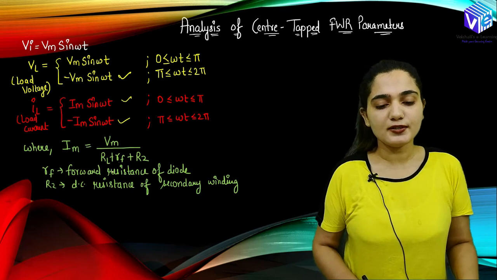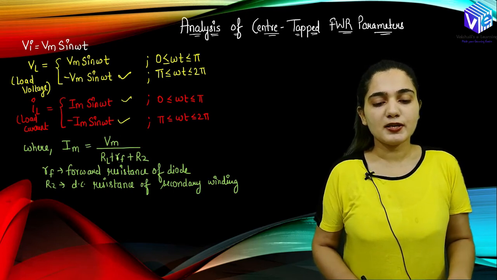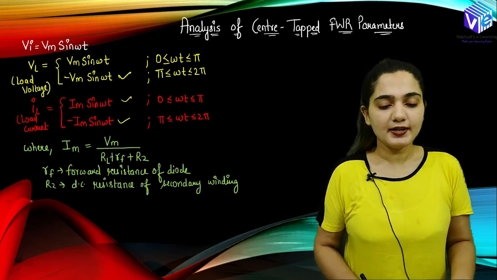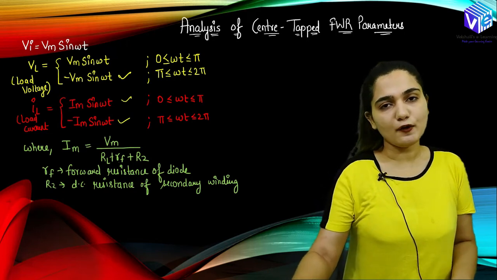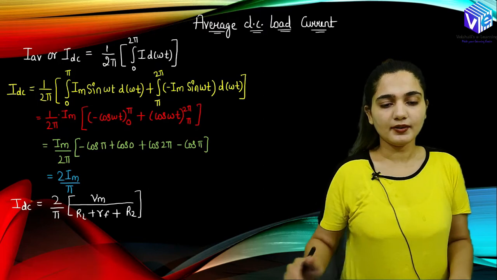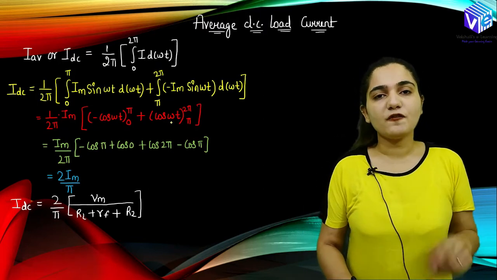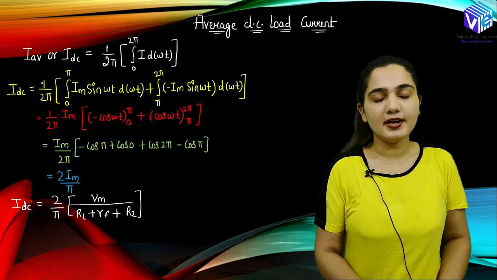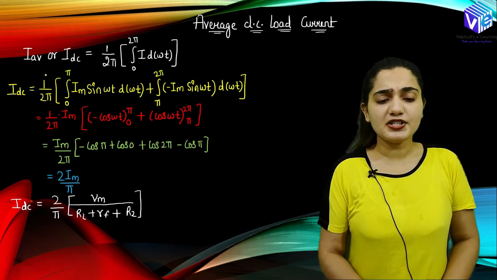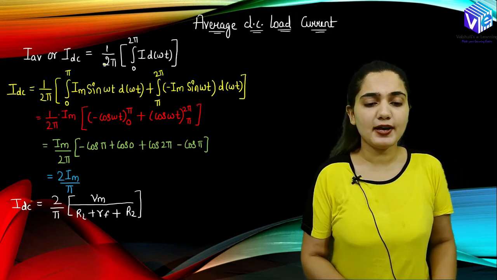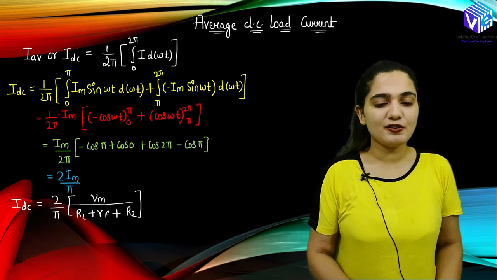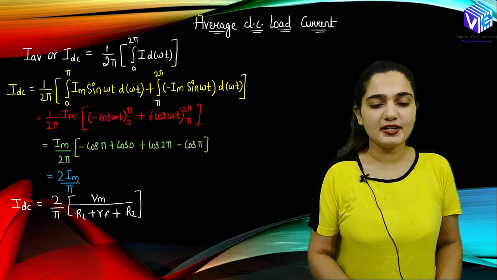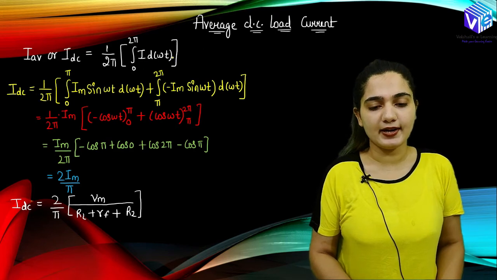What is the total resistance over here? Load resistance plus forward resistance plus R2, right? So here R2 is the DC resistance of the secondary winding of the transformer, right? So now coming to the two types of current that we have, average current and the RMS current. So our average current is also known as DC current. So here we remember the formula. It is 1 upon upper limit minus lower limit, which is 1 upon 2 pi integration from 0 to 2 pi I d omega t, right?